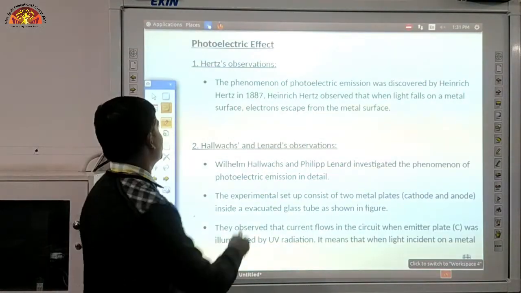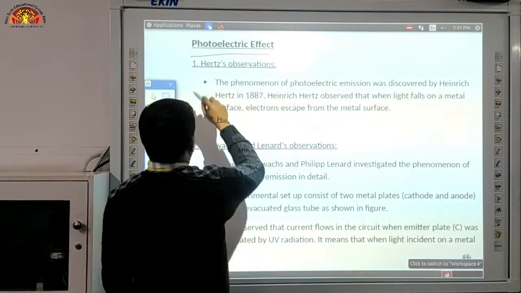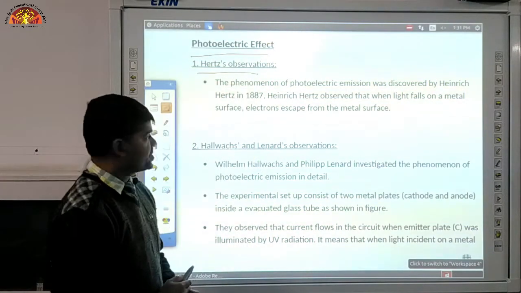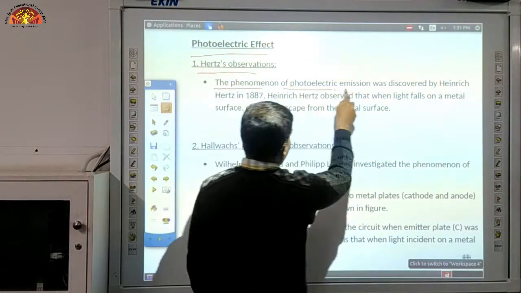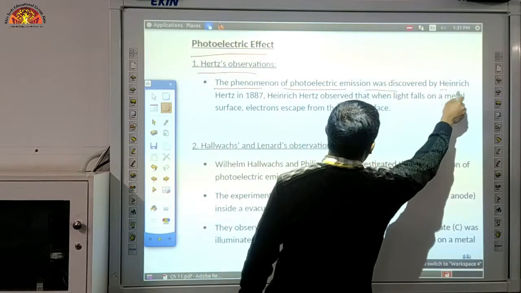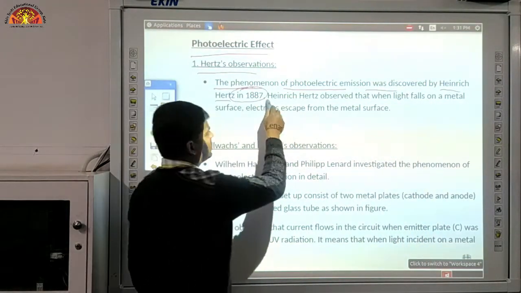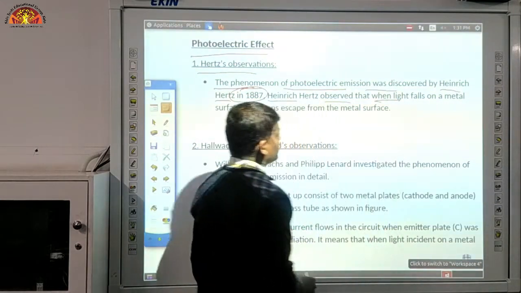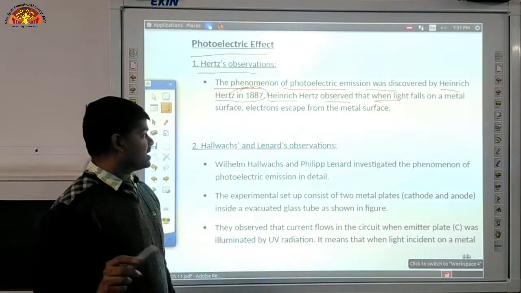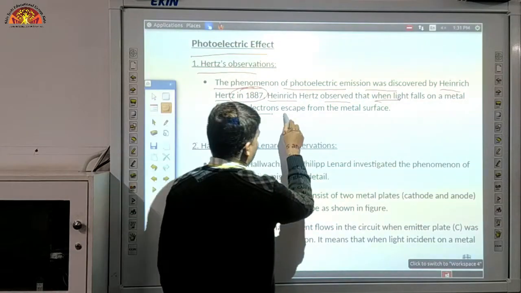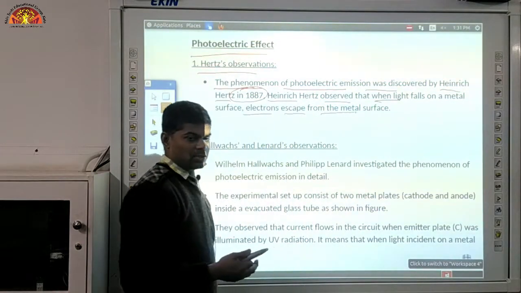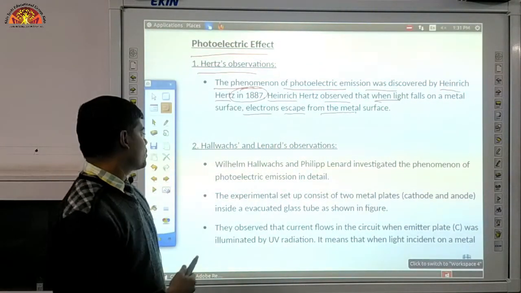Now come to the photoelectric effect. Okay, in the photoelectric effect, first of all we discuss Hertz's observation. The phenomenon of photoelectric emission was discovered by Heinrich Hertz in 1887. Heinrich Hertz observed that when light falls on a metal surface, जब light metal surface पर fall होती है, electrons escape from the metal surface. जो electrons होते हैं वो metal surface से escape out हो जाते हैं.